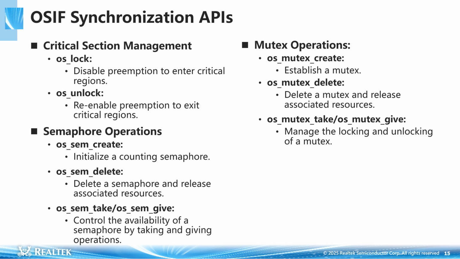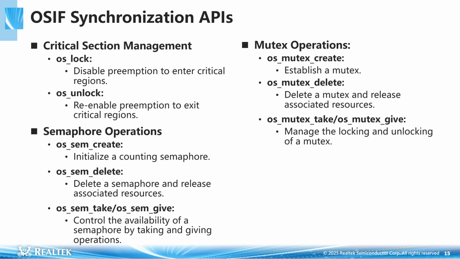Moving to OSIF synchronization APIs, the functions OS Lock and OS Unlock are designed for managing critical regions by disabling and re-enabling preemption and interrupts, respectively. For semaphore operations, with OS Sem Create, you initialize a counting semaphore, while OS Sem Delete allows you to delete a semaphore, freeing its resources. OS Sem Take and OS Sem Give are crucial for controlling the availability of a semaphore, allowing tasks to perform take and give operations effectively.